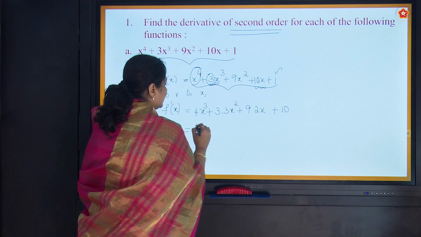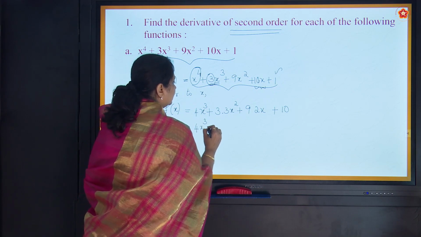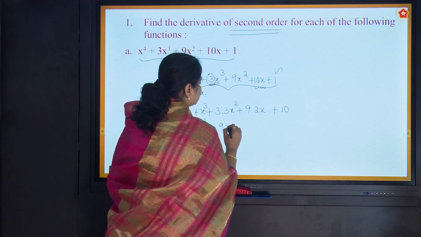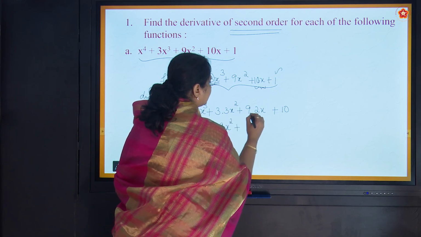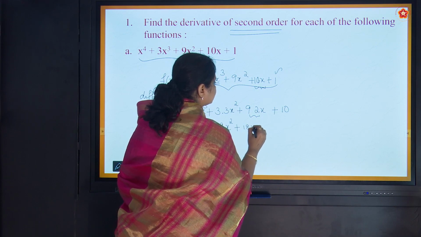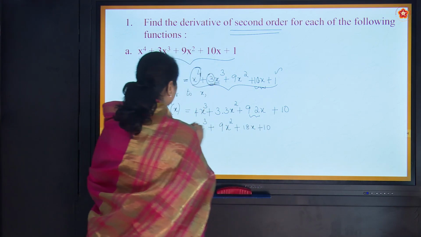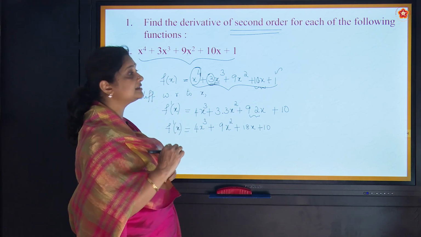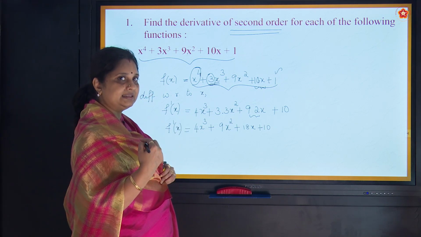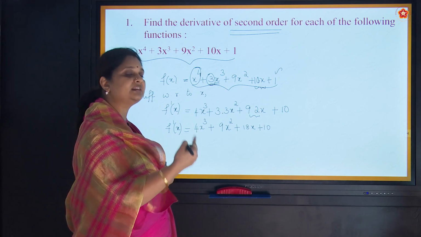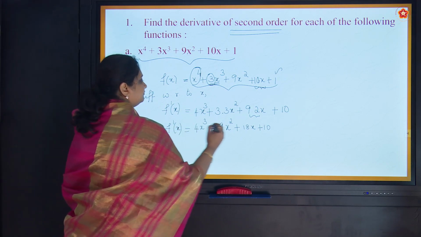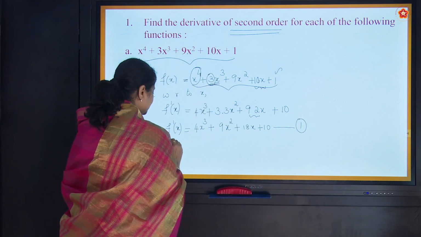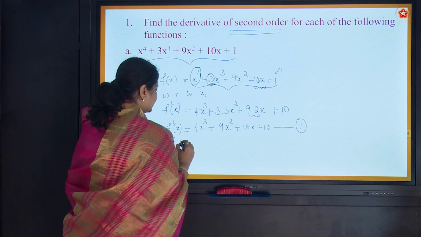So let's simplify and express this polynomial in a proper way. So we have 4x cube plus 9x square plus 18x plus 10 is going to be our first order derivative. Now I'm asked to find the second order derivative. In that case, I need to differentiate the first order derivative. So when I differentiate f dash of x, what do I get? Differentiating again with respect to x.